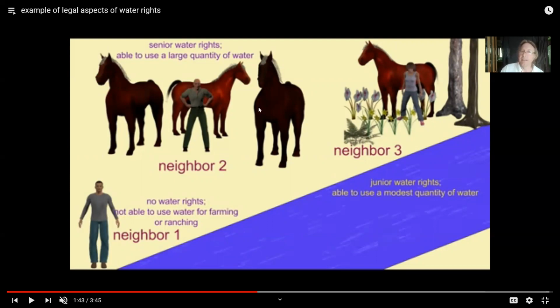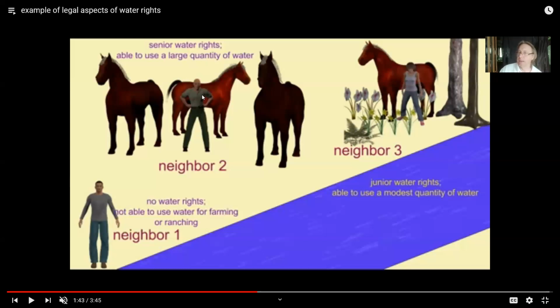But then this neighbor could say, this other neighbor is not using all of their water, and so therefore they should forfeit some of their water rights. They could take them to court. So if this person in a drought year wasn't watering their lawn to reduce their water usage, this neighbor could take advantage of that and get some more of their water rights.